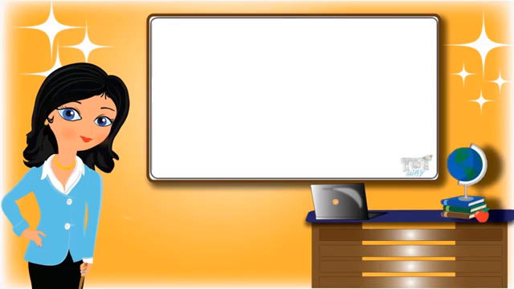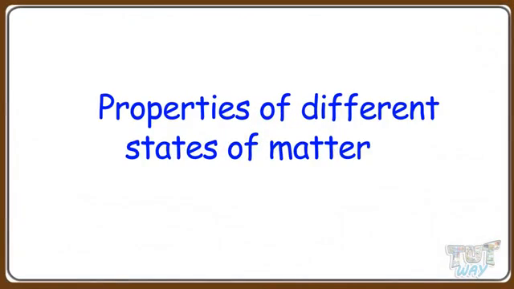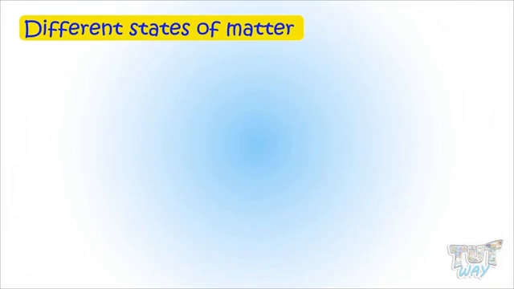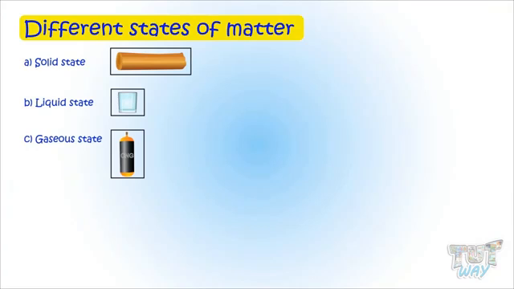Hi kids! Today we will learn about properties of different states of matter. So let's get started. We know everything around us is made up of one or the other form of matter. Different forms of matter are solid, liquid, and gaseous form.